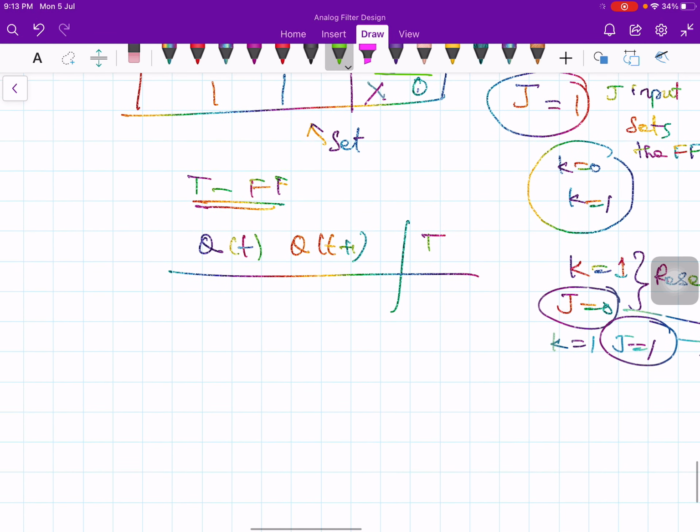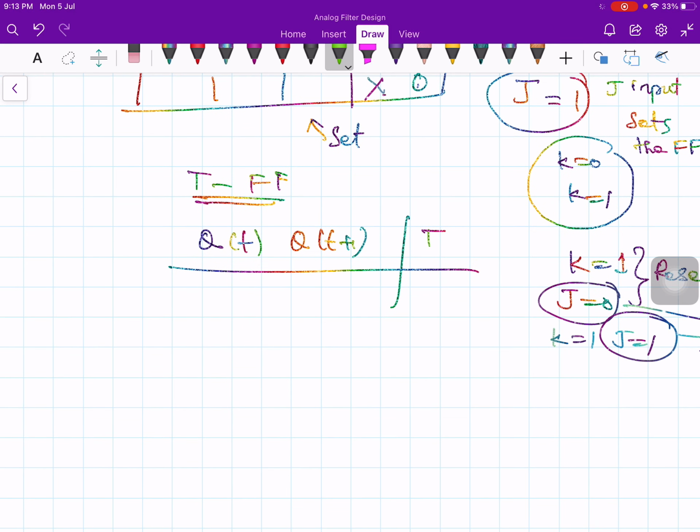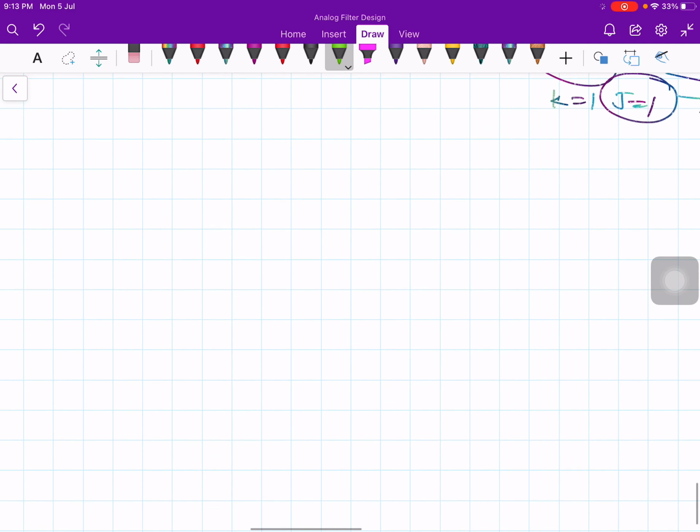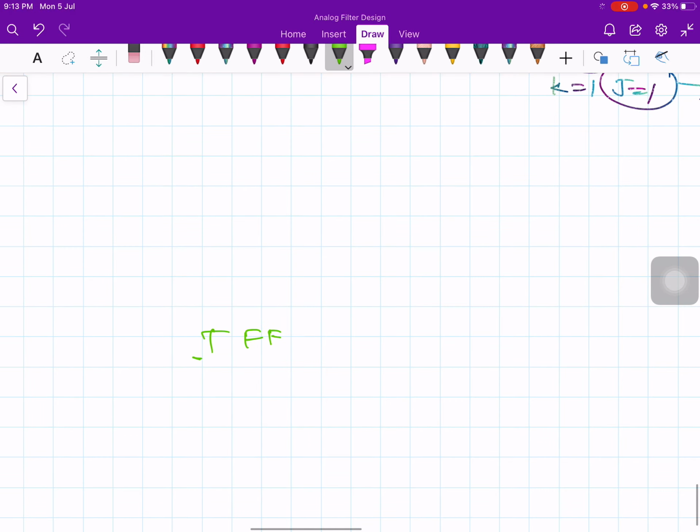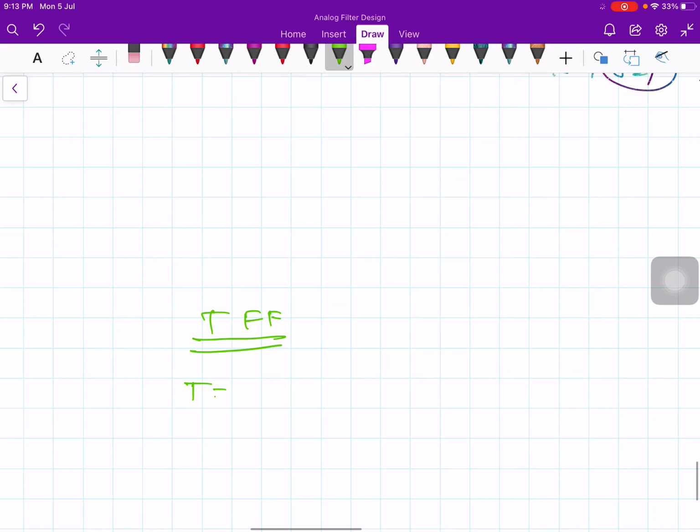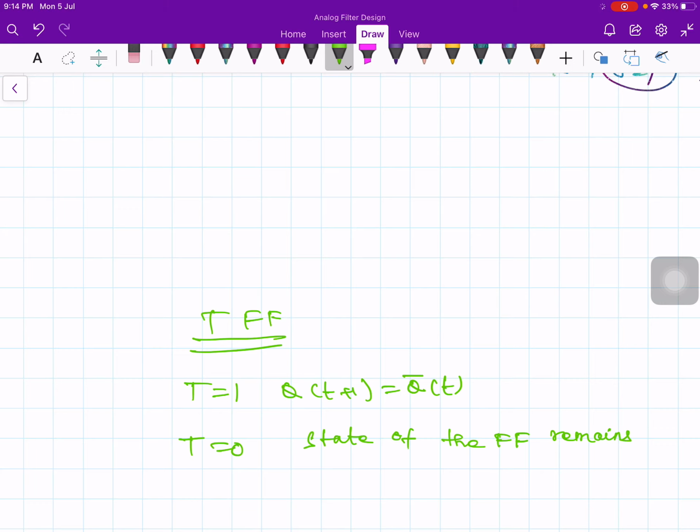Now let us try to find out the T flip-flop. So from the characteristic table, recall your T flip-flop, the toggle flip-flop. When T is 1, what is going to happen? The state of the flip-flop is complemented. Your Q of T plus 1 is Q of T bar. That means when T equals 1, the state of the flip-flop is complemented. When T is 0, the state of the flip-flop remains unchanged.